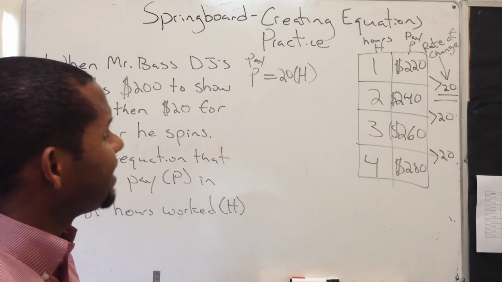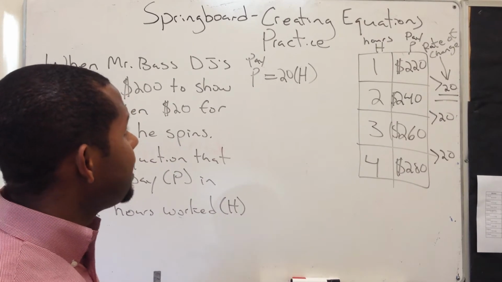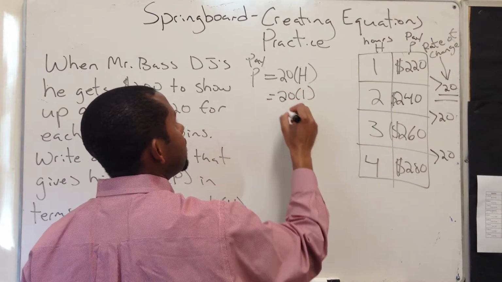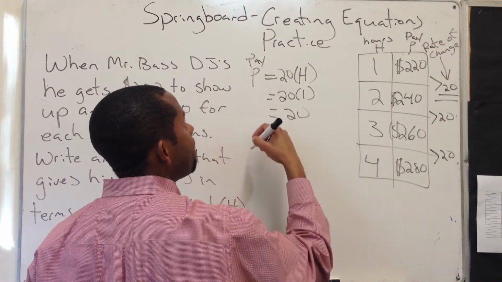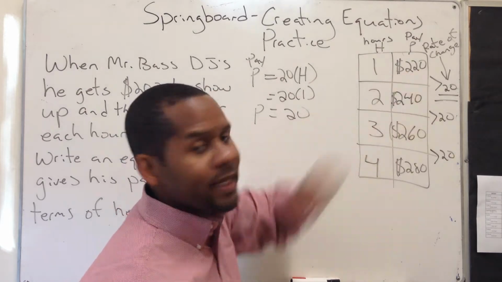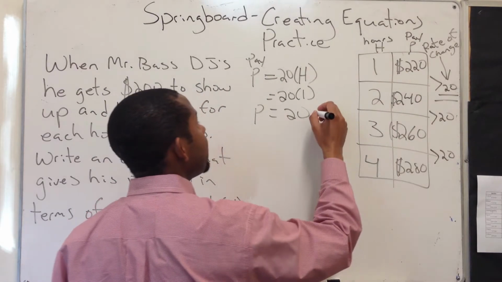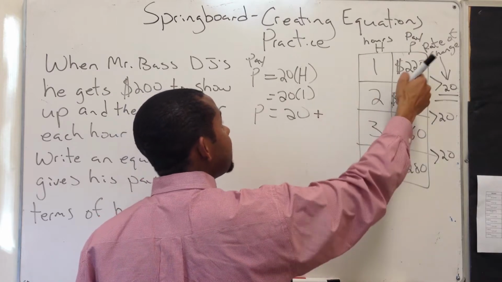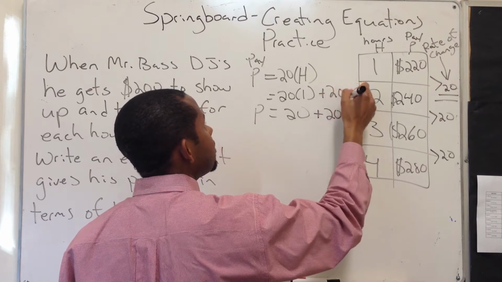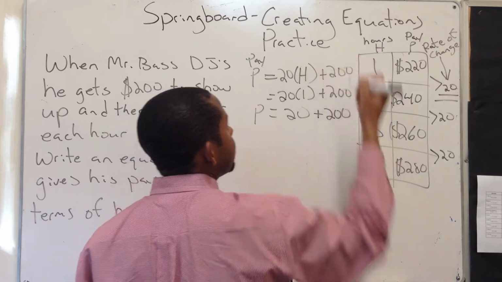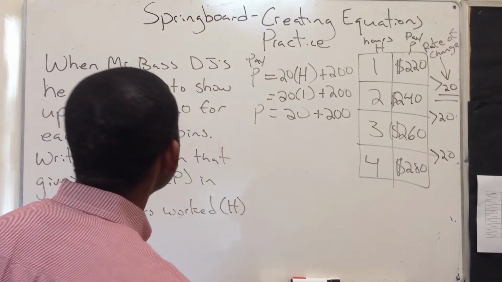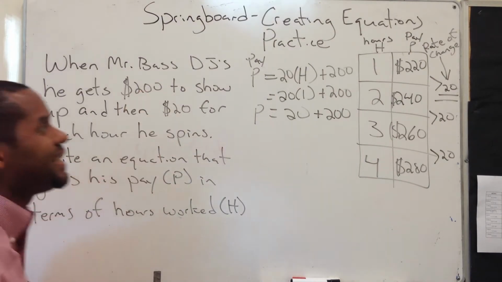Okay? So now, let's plug 1 in. If I plug 1 in for hours, I end up with 20 being his pay. For 1 hour, should he just make $20? No way. He should make 220. So, to get to 220, I got to do 20 plus 200. That's what's missing. I need to add 200 more onto there. Think about it. What does that 200 represent? That's the money he gets just to show up.